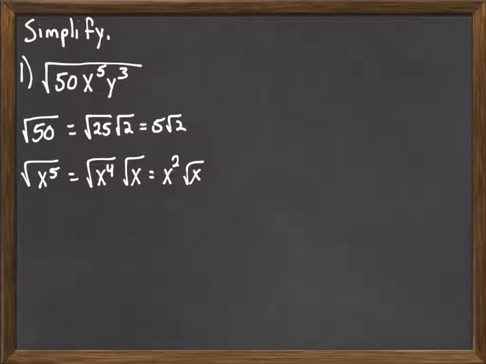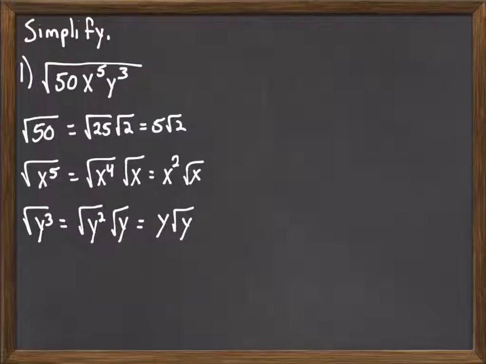The final one is the square root of y to the third. So again, we're looking for a power that the root 2 can go into because we're dividing. So we can do y squared, which would be the biggest one we could get, and then a square root of y left over. And then the square root of y squared, 2 goes into 2 one time, so we have y on the outside, and then the square root of y left over.